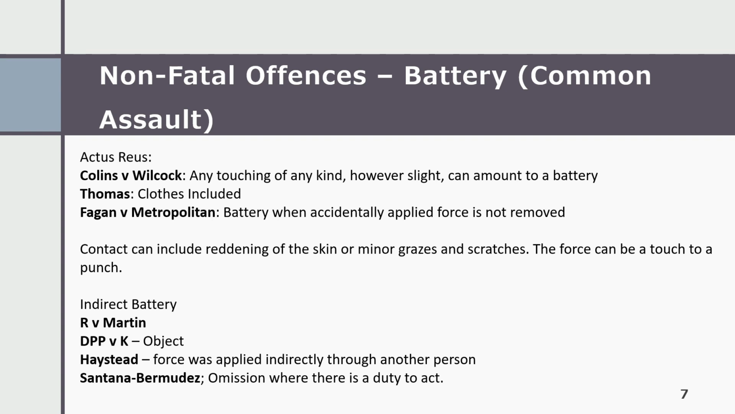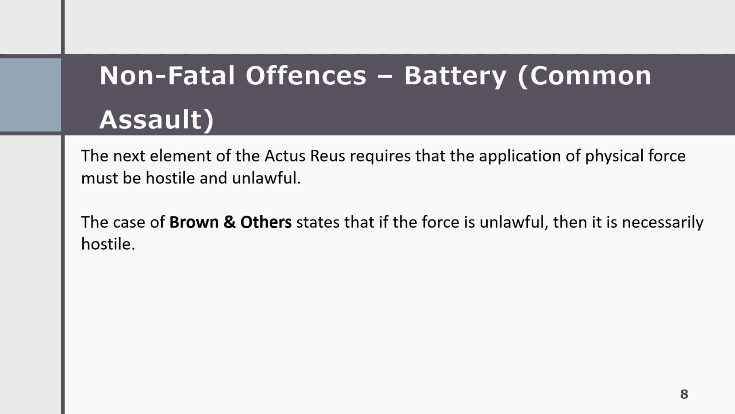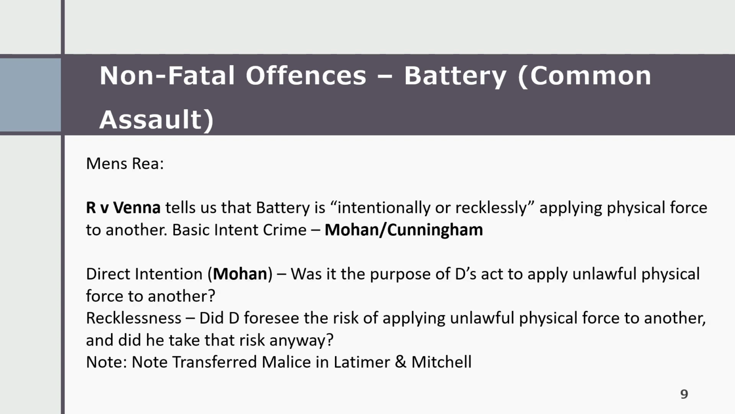So if you compare the two, obviously there's the aspect of actual physical force being applied, but also in assault you cannot have an omission, but for battery you can have an omission. So the next element of the actus reus requires that the application of physical force must be hostile and unlawful. So the case of Brown and others states that if force is unlawful, then it is necessarily hostile.